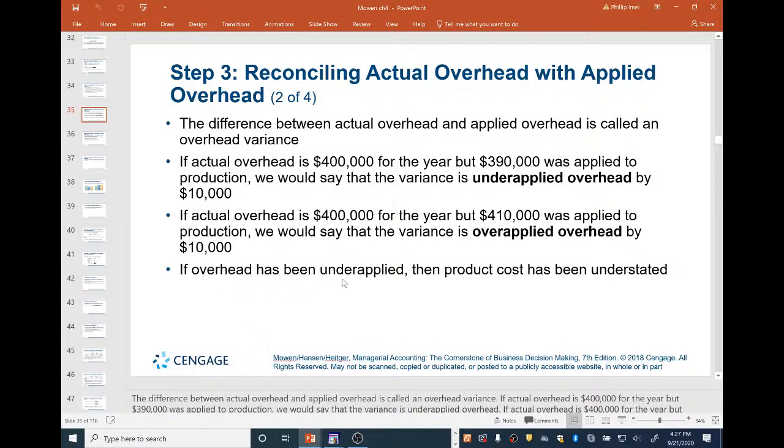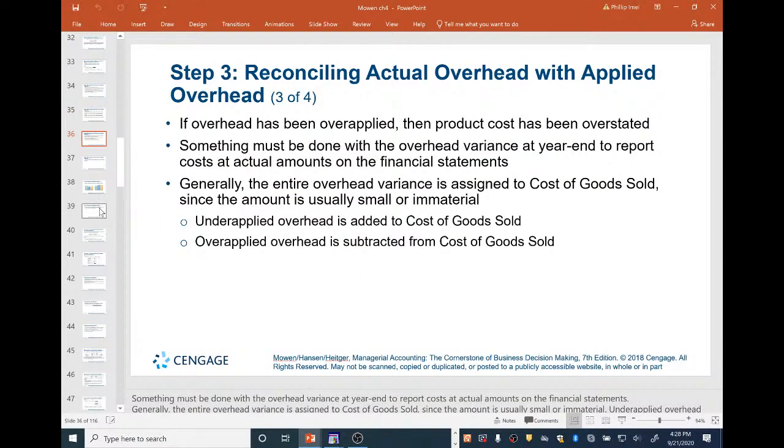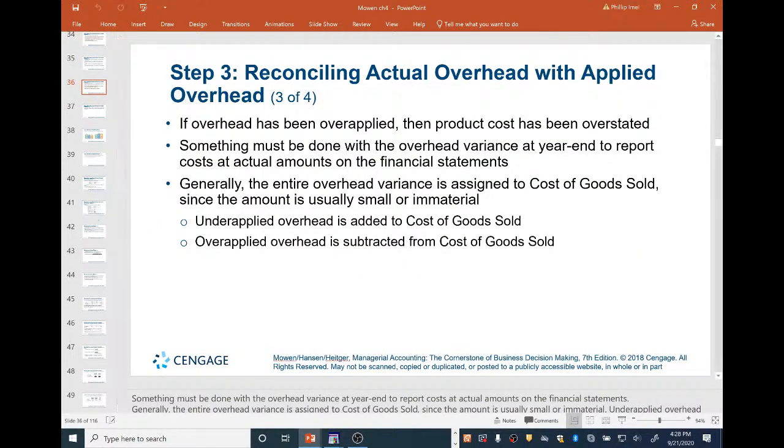If overhead has been under applied, then the product cost has been understated. Makes sense? So if it's under applied, then the product cost was understated because we didn't cost it enough to reach what it should have been. Everyone good on the fact that the applied and the actual are most likely going to trigger a variance, and the difference between over and under applied? Once again, if overhead has been over applied, then product costs have been overstated. If the applied one's higher than the actual, then we've overstated the cost, right?